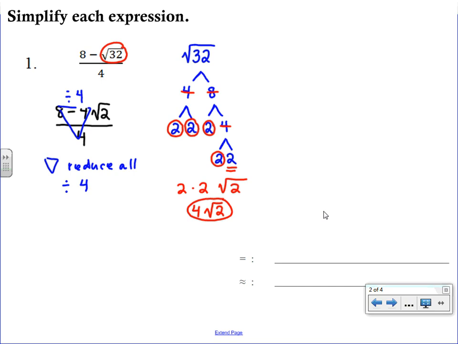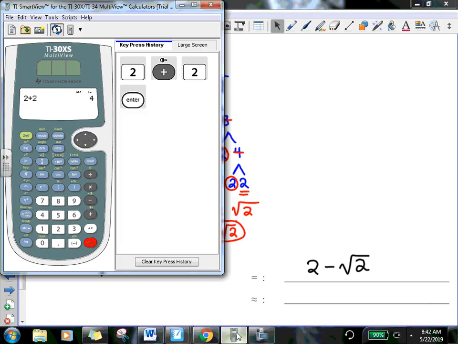So 8 divided by 4 is 2, minus 4 divided by 4 would be 1, times the square root of 2, and then we have 4 divided by 4 is 1. To simplify this, our exact answer would be 2 minus the square root of 2. Now, if we want the approximate answer, we have to pull up our calculator.